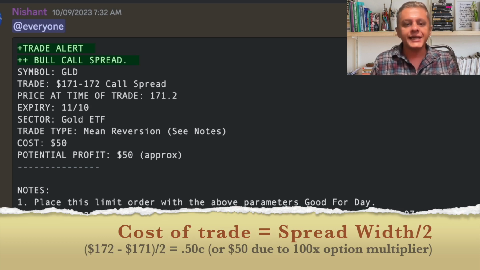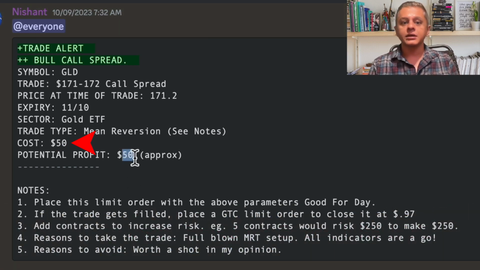Why? Because I'm selling a 172 call and I'm buying a 171 call. So 172 minus 171 is $1. That's my width of the spread. And the cost to me is 50 cents. So divide $1 by half, by 2. That gives you 50 cents. So the math is really simple. So I've also mentioned here, cost is $50 and potential profit is $50.